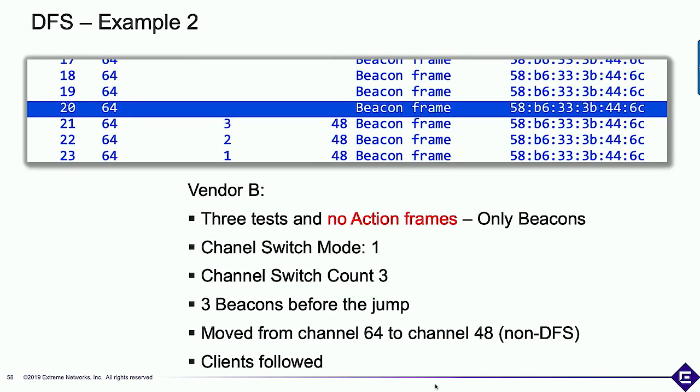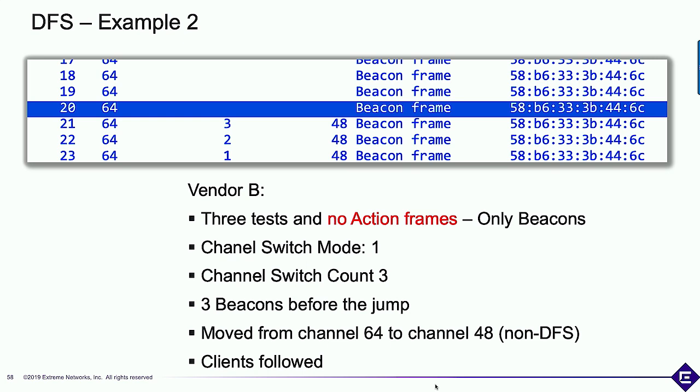Vendor B, I did 3 different tests. They didn't use action frames. They only had the channel switch announcements in 3 beacons, and then they moved, in this case, from channel 46 to channel 48, a non-DFS channel. I don't particularly care for this, and the reason is all these vendors are doing this in under a second. To me, you need a channel switch count of at least 8 or 9. Because think about this: what if there was a channel switch announcement, but those frames were corrupted?